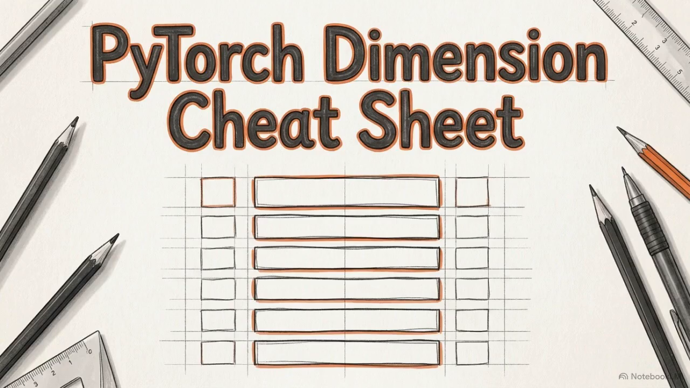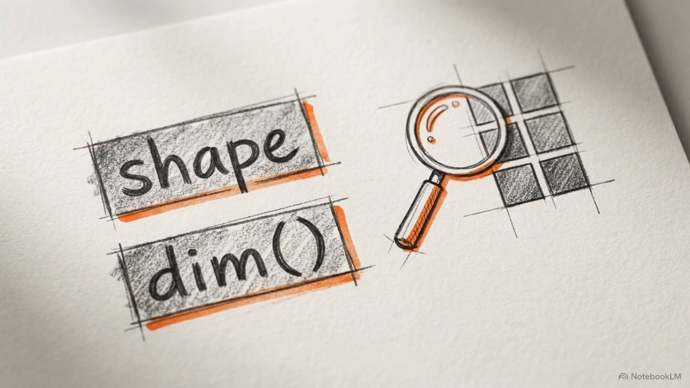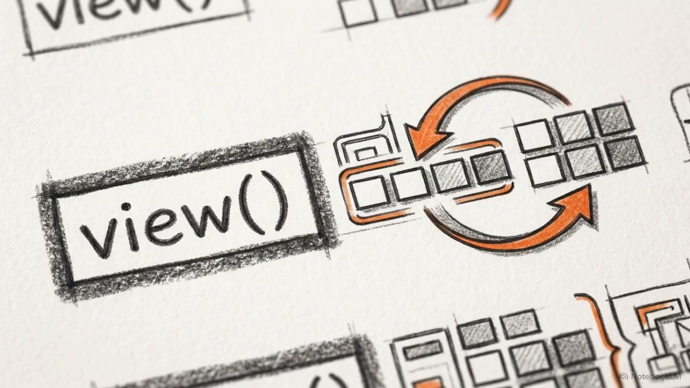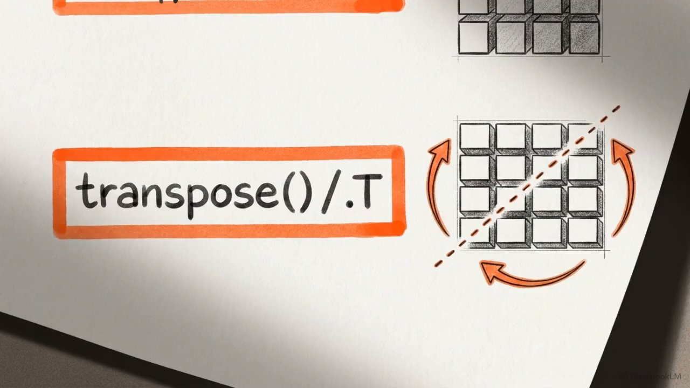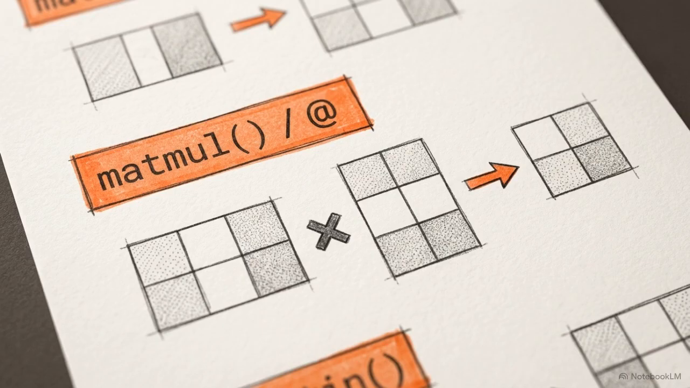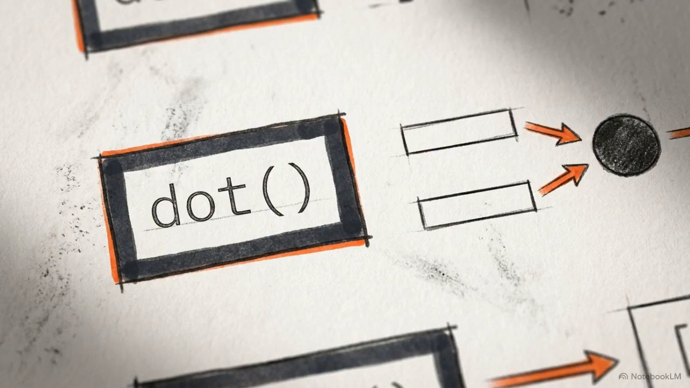This cheat sheet outlines your core toolkit. Use shape and dim as inspection tools to expose the exact length and axis count of your starting tensor. When you need to adjust structure, use view to push elements sequentially into a new frame, or transpose to swap the underlying axes. For mathematics, matmul handles standard matrix multiplication for 2D tensors, while dot is reserved for 1D vectors.